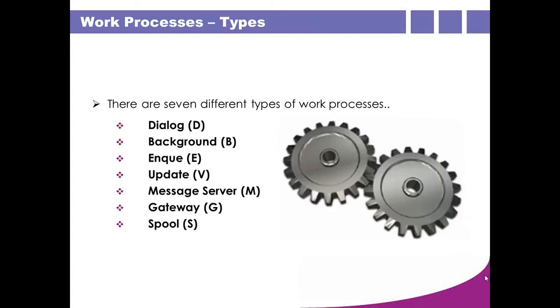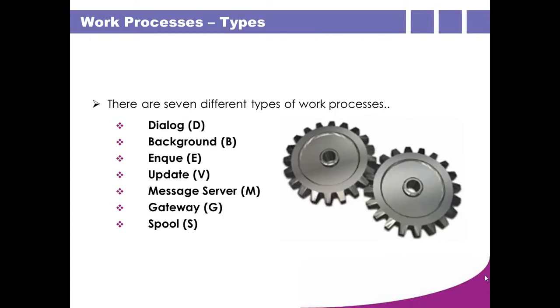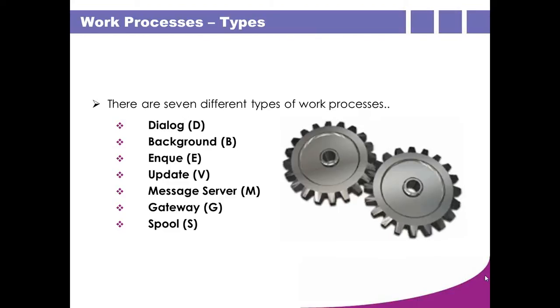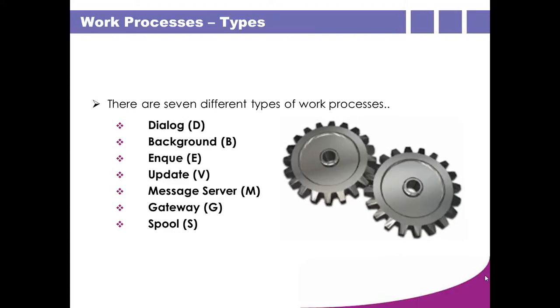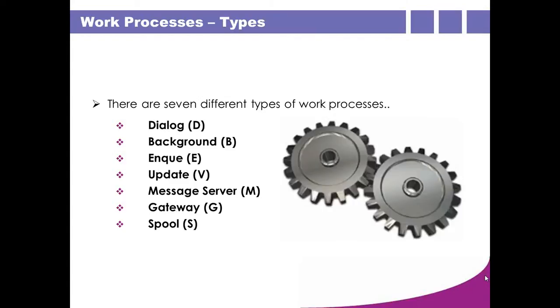So the dialog process is represented by the first letter D, background by B, enqueue by E, update not by U, V. This is the only difference here. Okay, the update work process is represented by the first letter, not U, it is V. Message server is M, gateway is Z, spool is S. These are the 7 types of work process. Okay. So what are these 7 types? We will see in the next slide.